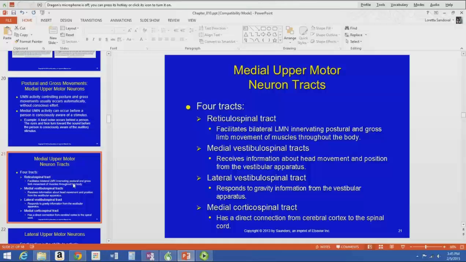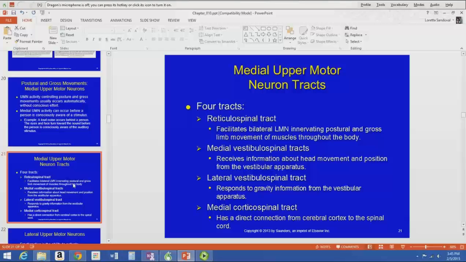You gotta love that. The reticulospinal goes from the reticular activating system to the spine, and it facilitates bilateral lower motor neurons innervating postural and gross limb movement muscles throughout the body. Okay? So that's the stuff that's going on unconsciously. We don't have to think about our gross limb movement and our postural movement all the time, and a lot of times we respond quicker than we're even aware of a stimulus.